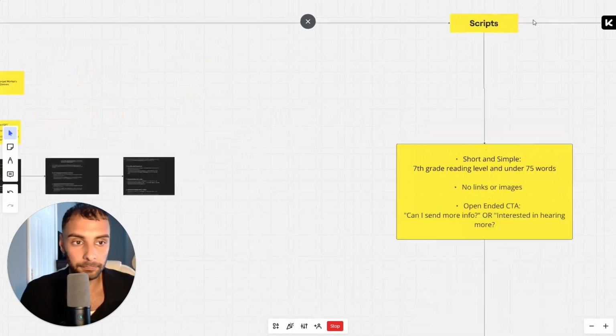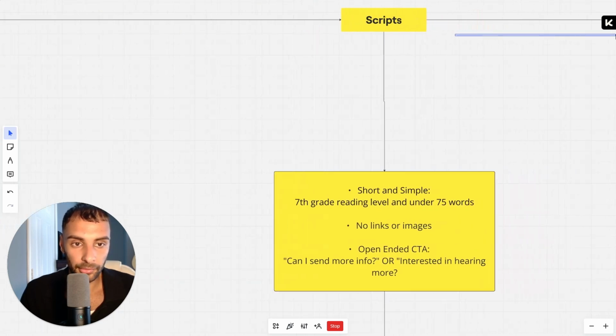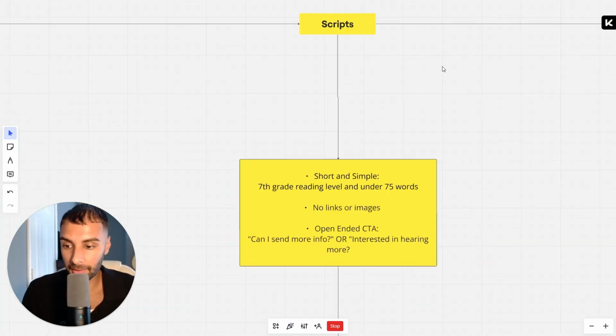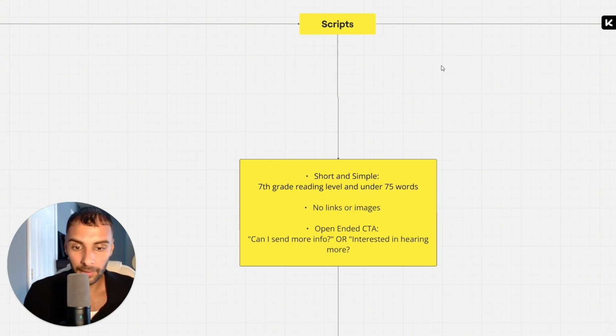The last step really is just the scripts, right? So for scripts, no need to overcomplicate it. Here is a quick bare bones checklist that you need to do. One, keep it short and simple. Nobody wants to read an MLA essay, especially if it's from a stranger.